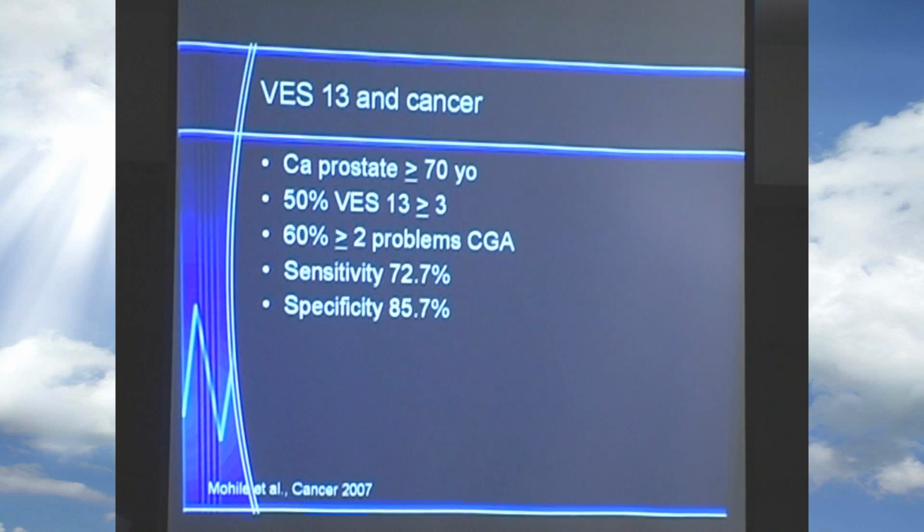One of them is to take the VES-13 that we all know. And Supriya Mohile did that. She took prostate cancer patients, 70 and older, and 50% of them had a VES-13 at 3 or more. They did a geriatric assessment by a geriatric team, and they found that 60% of these patients had 2 problems or more on a comprehensive geriatric assessment, which translated into a sensitivity of 72% and a specificity of 85%. So, you know, not quite as sensitive as you would like, but it could be a screening option.